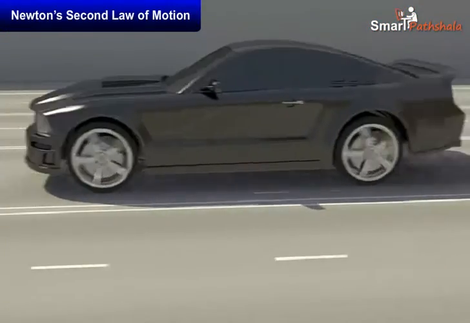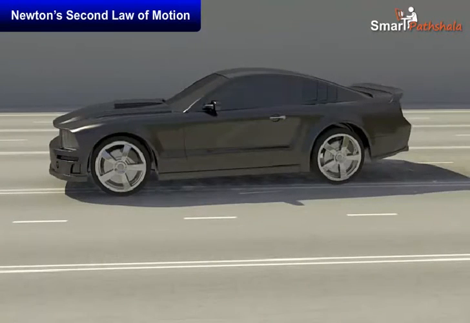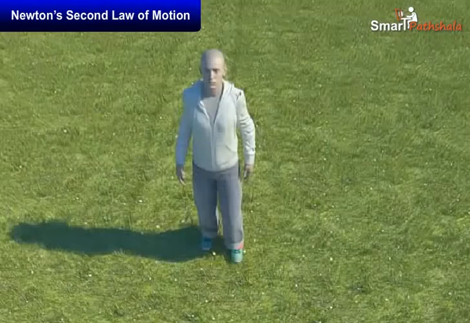On the other hand, when the brake is applied on the moving car, the momentum of the vehicle decreases, which decrease is in the opposite direction of motion because the force is being applied in the opposite direction of motion. Now we will discuss the above examples.